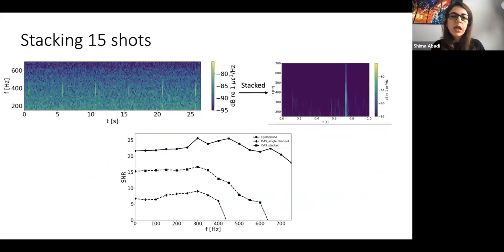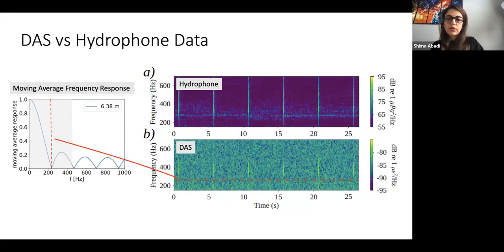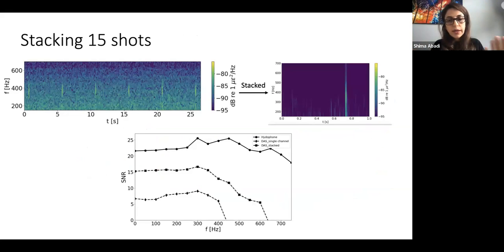And the other thing, if you go back to the spectrogram, you can clearly see the difference in signal to noise ratio between hydrophone and DAS. But we decided to stack them, since we have a lot of shots. If you stack different shots, we get a better signal to noise ratio. So what I'm showing here is signal to noise ratio versus frequency. The black line shows signal to noise ratio for the hydrophone. It's pretty high for all frequencies. The line with diamonds is single channel DAS, and the line in between is when we stack 15 shots together. So we are increasing signal to noise ratio. If we have more shots, obviously we can get a better answer.